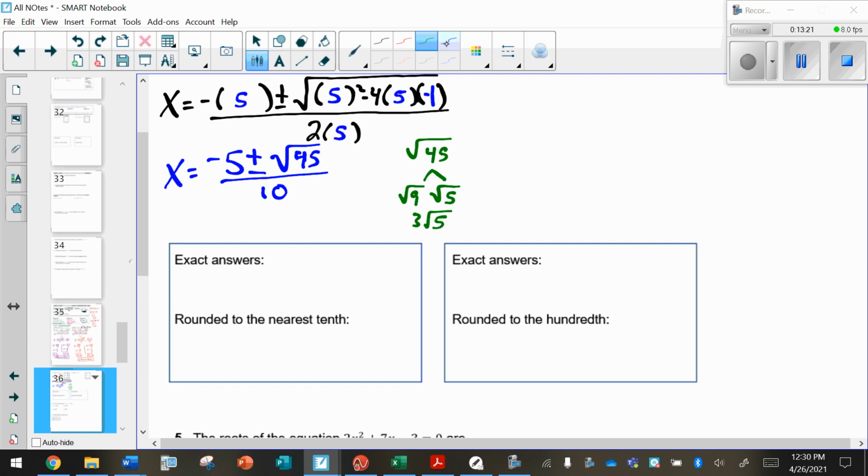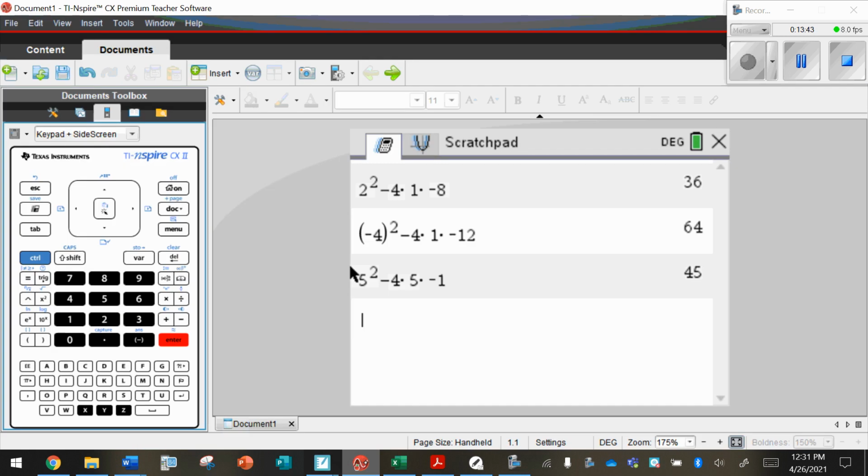So when I write my final answer, it's negative 5 plus or minus 3 radical 5 all over 10. That is the exact answer, and that's as simplified as it can get. Now, to round it to the nearest tenth, I'm just going to go to the calculator and plug that in one at a time, but I need to make sure that we're typing it in correctly. So the whole numerator can go into one set of parentheses. That's negative 5, and then I'll do the plus 3 radical 5. I'll do the plus first, 3 radical 5.